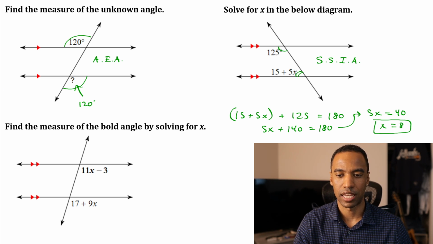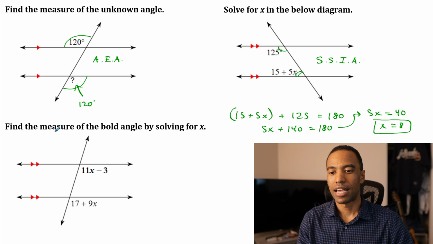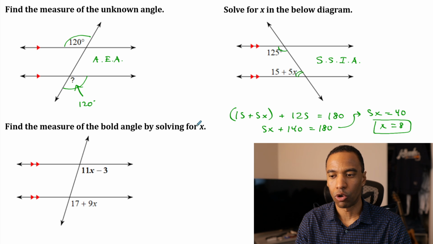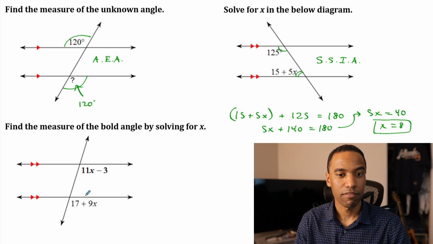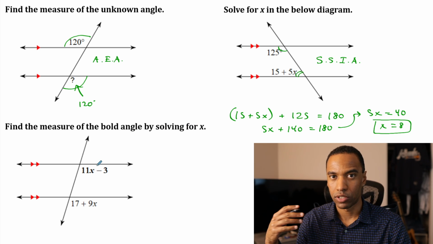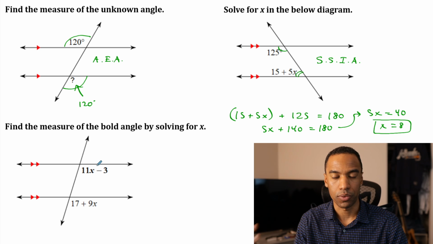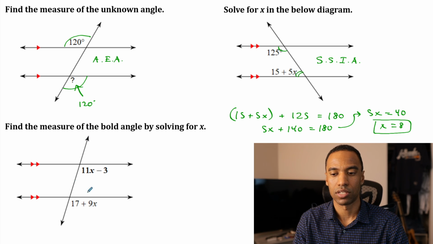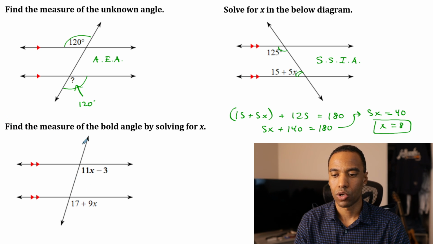One more example, and then I'm done. I'm going to finish before a half hour. I feel good about that. Last one, find the measure of the bold angle by solving for x. Once I find out what x is, I'm going to substitute that value in here to find out what this whole angle is. Okay, so let's go ahead and do that.